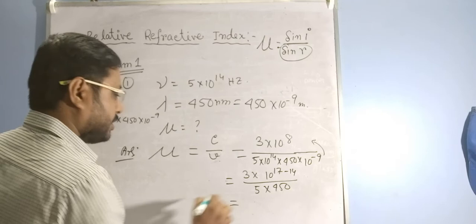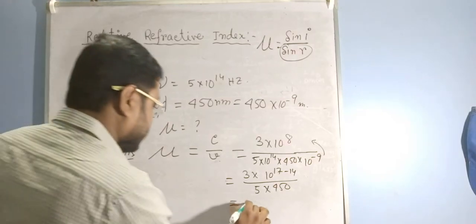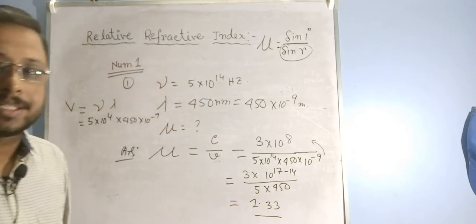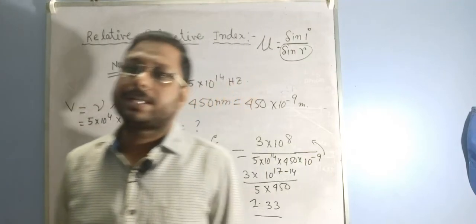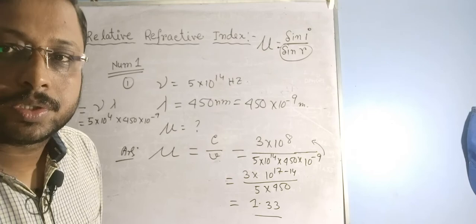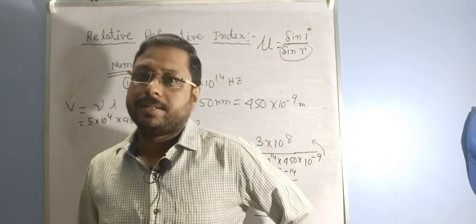If we calculate it, we get the value of mu as 1.33. That is, the liquid is nothing but water. As we know, the refractive index of water is 1.33. In this way, we can solve any numericals using refraction of light.